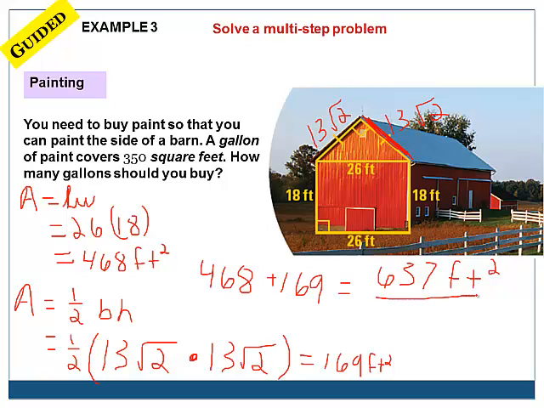And we need to find out how many gallons of paint. So we are given that it covers 350 square feet. So we need to divide our 637 by 350. It's clear to see that 1 gallon of paint is not going to cover the entire side of our barn. If we do 350 times 2, that's going to give us 700 total feet that we can cover. And so that will give us enough paint to cover the entire side of the barn. So our final answer is going to be 2 gallons of paint.